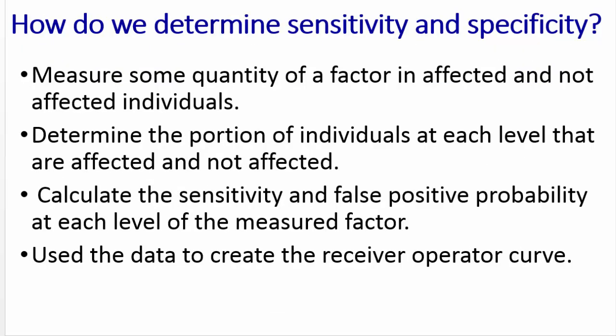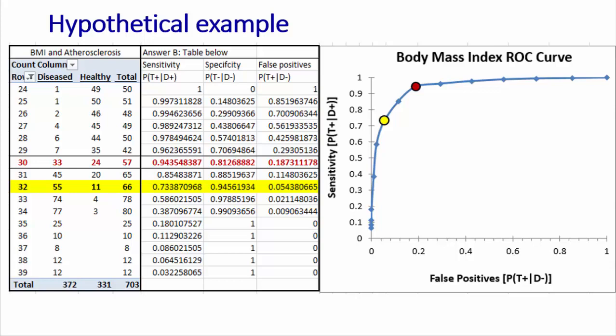So how do we determine sensitivity and specificity? To do that, you first measure some sort of quantity of a factor in affected and non-infected individuals. You determine the proportion of individuals at each level of that factor that are affected or not affected. And then you calculate the sensitivity and false positive probability at each level of your measured factor. And then you use that data to create your receiver operator curve. Here's a hypothetical example of a receiver operator curve.